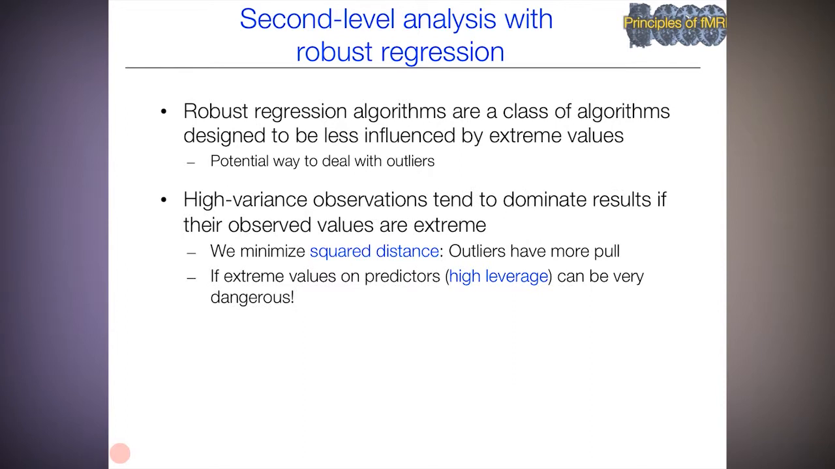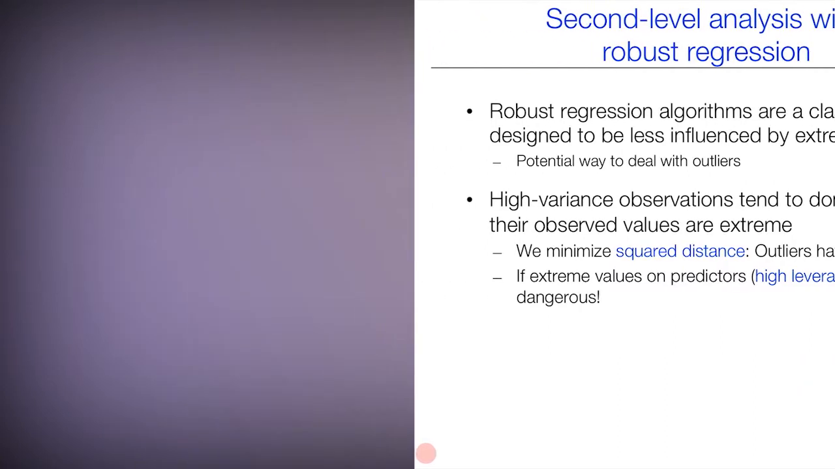High variance observations, which are far out from their respective means or regression lines, on average tend to dominate the results, especially if those observed values are extreme. What we're doing with any kind of least squares estimation is minimizing squared error. So outliers, things that are far from the regression line, have more pull. Also, if those values are extreme on the predictors, they have high values on the x variables, they have high leverage, and they can be very dangerous because they're going to exert a tremendous pull on the regression line. So this creates a lot of problems for the standard analysis framework.